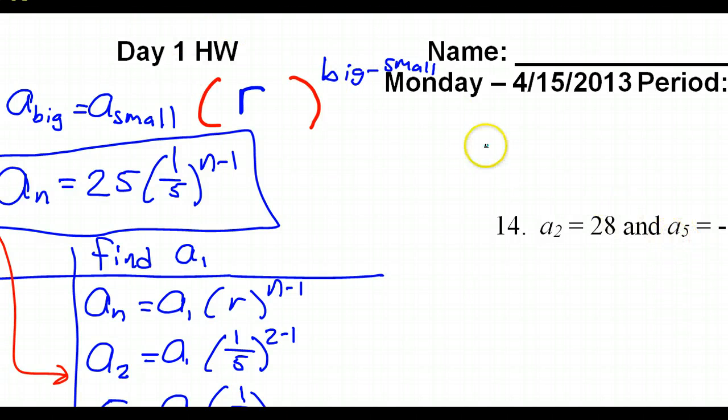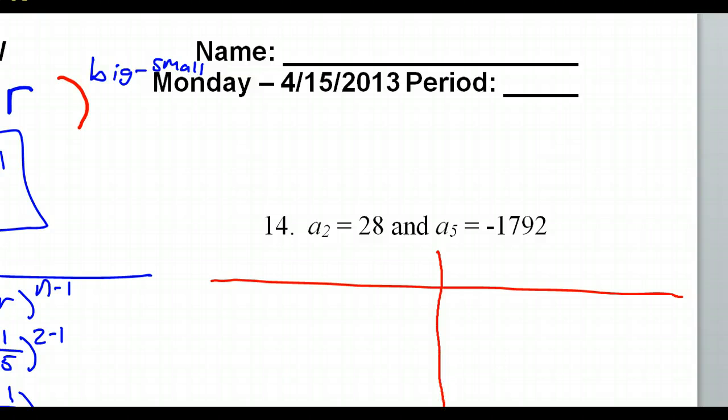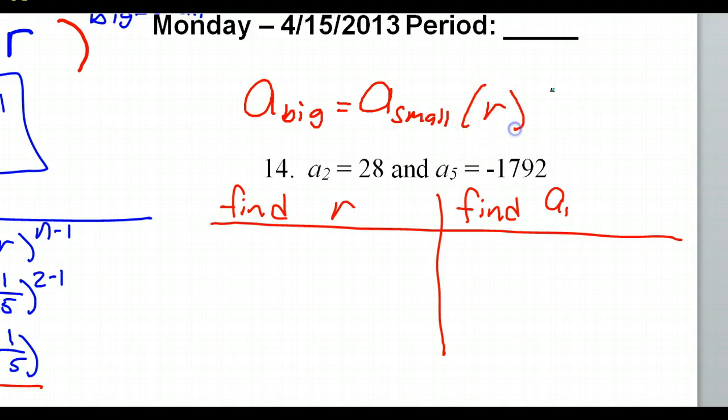A big is a5. You know what? All right, let's set this up again. So we need to first find r, and then we will find a1. So we are going to be doing a big equals a small times r to the big minus small power in a situation like this. So let's go ahead and find r.